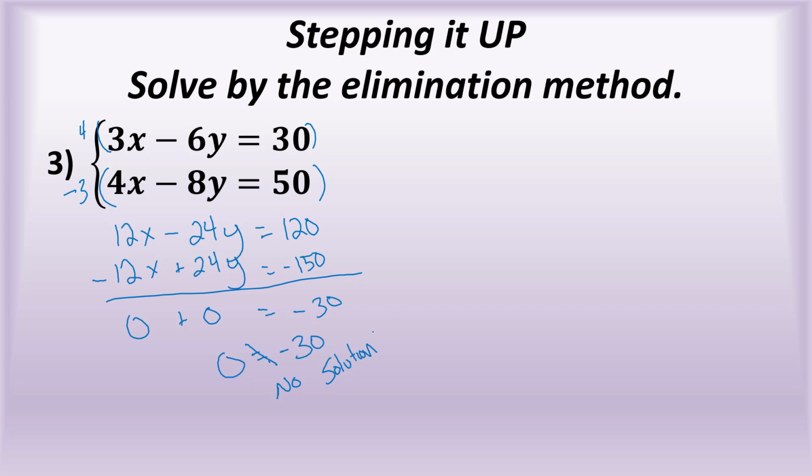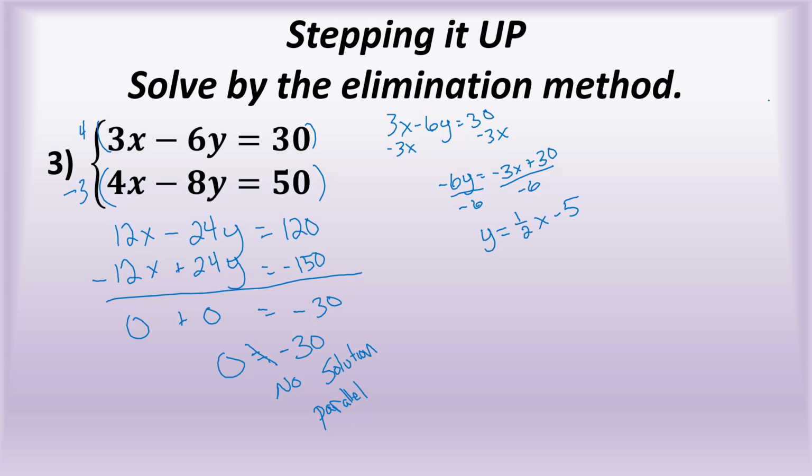Now think for just a moment. If you're telling me that there's no solution, what does that tell you about these two equations? It tells me that these two equations are parallel. Now, we could isolate y and figure out if they really are parallel. 3x minus 6y equals 30. And so we're going to subtract 3x from both sides. So negative 6y is equal to negative 3x plus 30. And we're going to divide by negative 6 on both sides. And so we end up with y equaling 1/2 x minus 5.